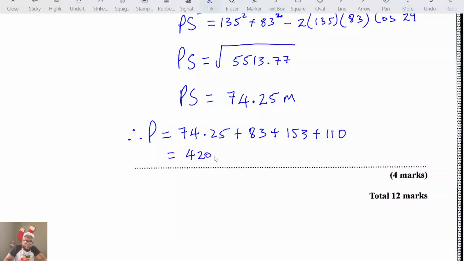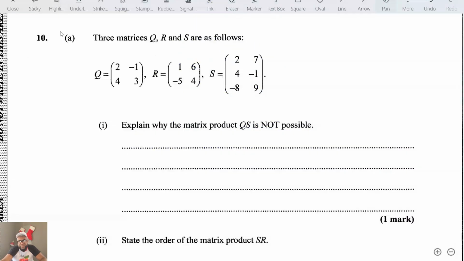420.25. And this will be meters. All right?